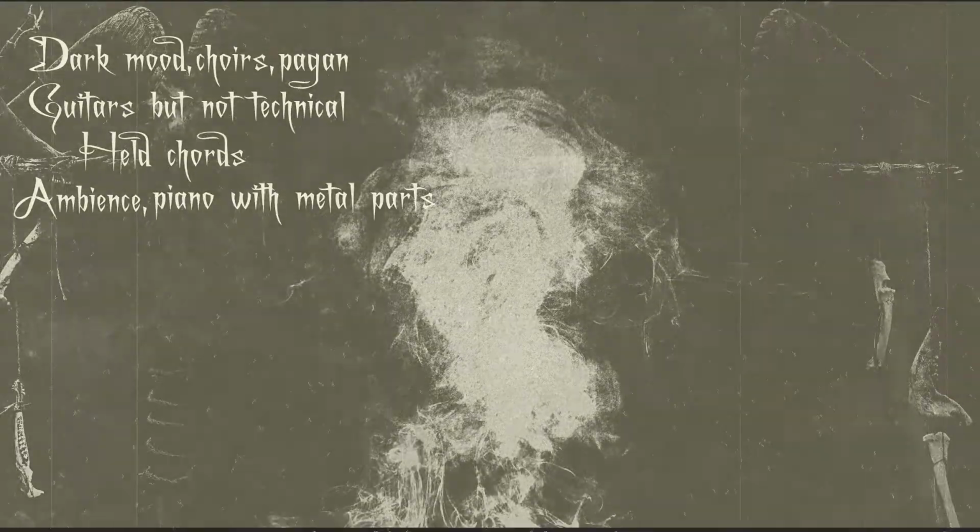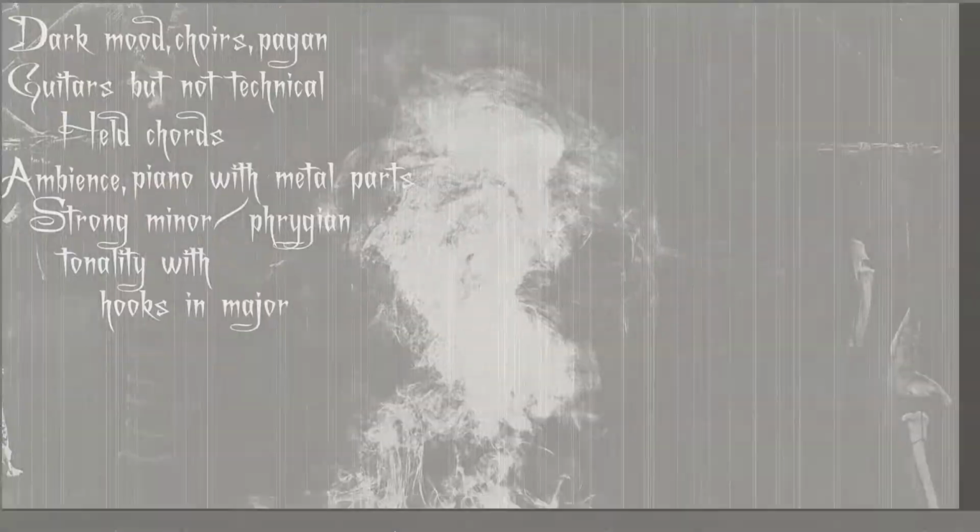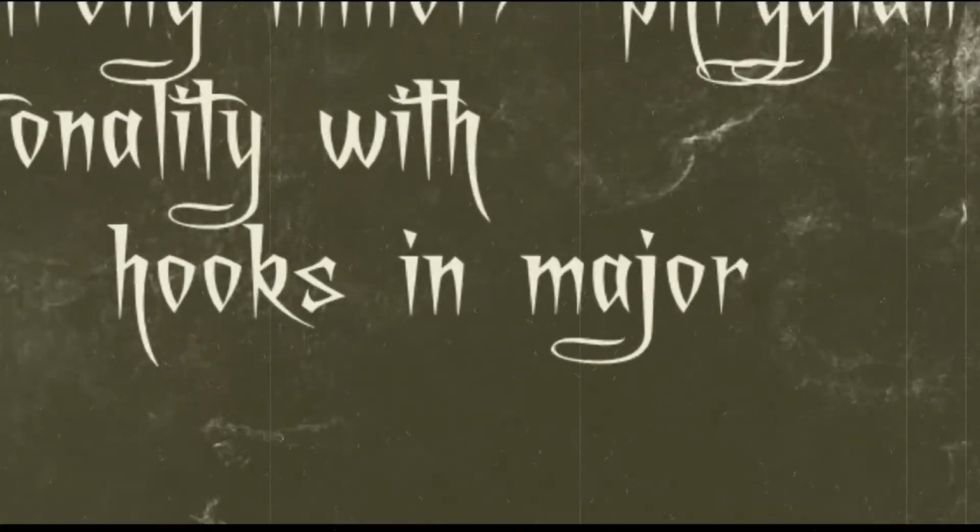Previously, I've tried to come up with a list of things to settle on, in terms of what the music should sound and feel like. And this is what I have so far. Dark mood, choirs, pagan, guitars but not technical, held chords, ambiance, piano with metal parts, strong minor Phrygian tonality with hooks in major. Hooks in major.